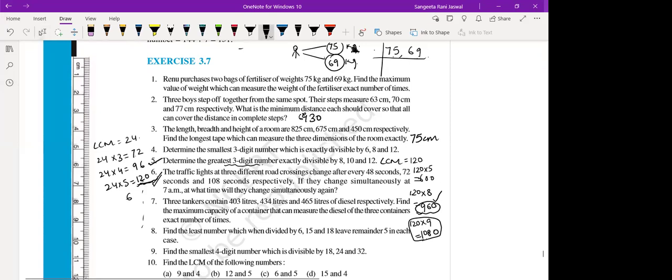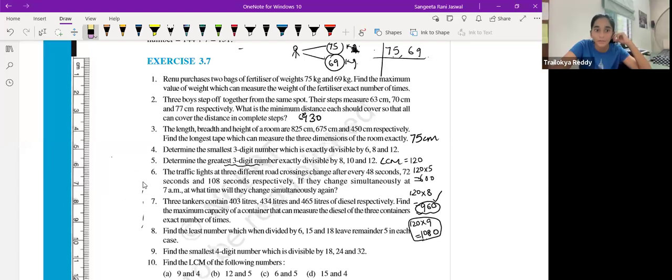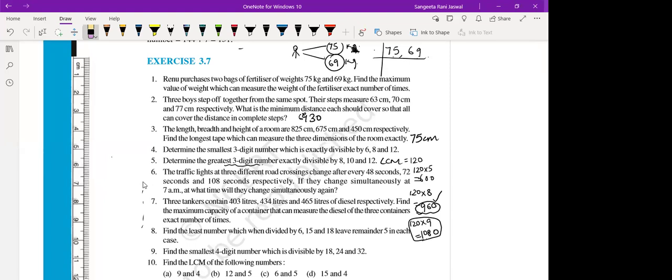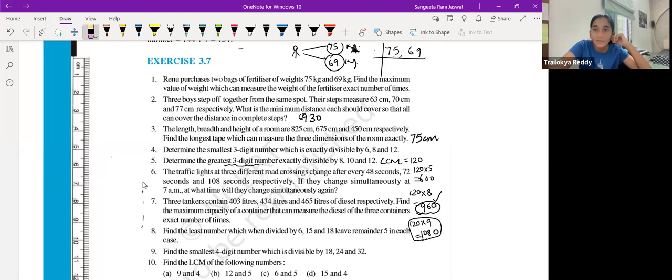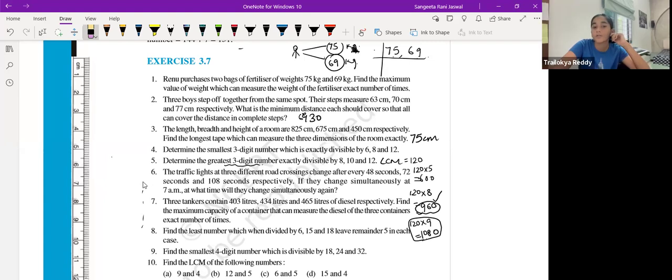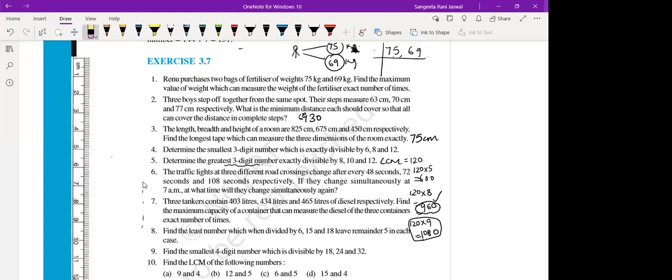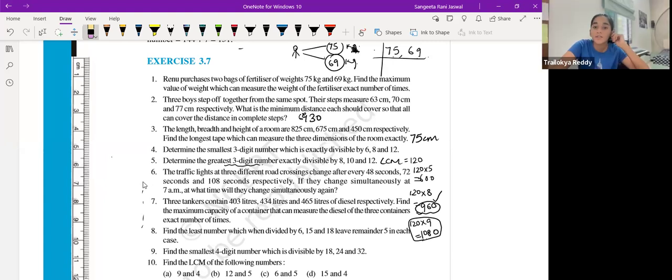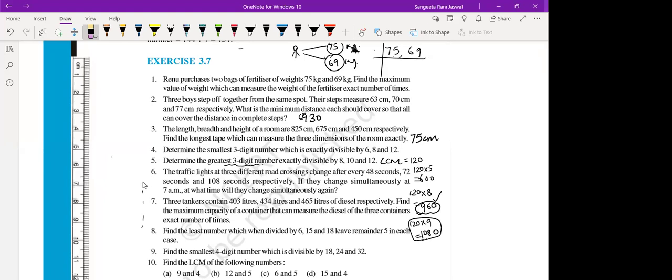So what will we do here? Harshit, any idea? Ma'am, LCM. Okay, LCM. Trilokya, what do you think we should do here? Ma'am, LCM. Why LCM? Ma'am, because the number we get will be more than the given numbers. Okay.